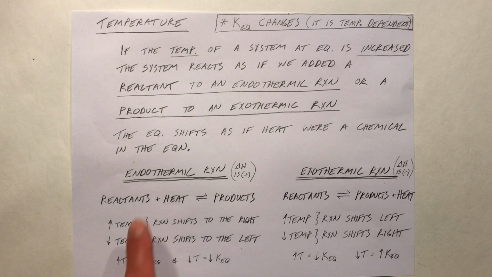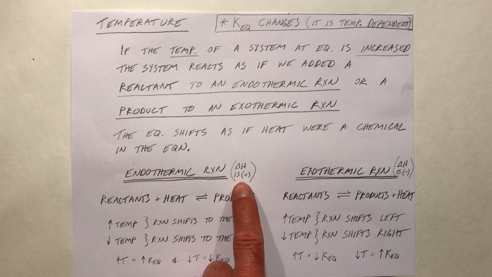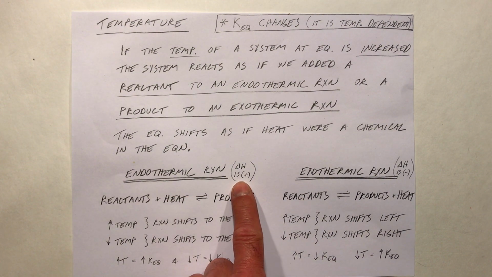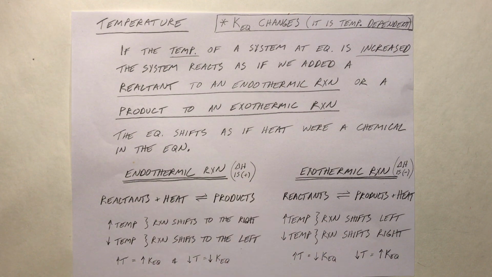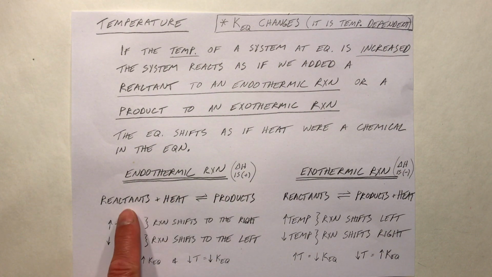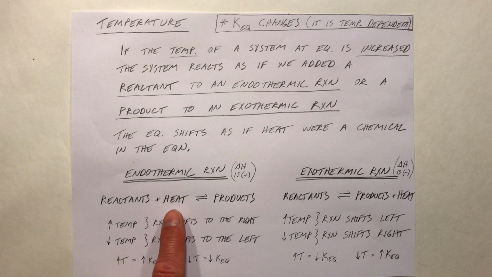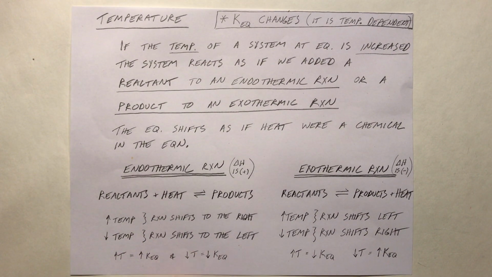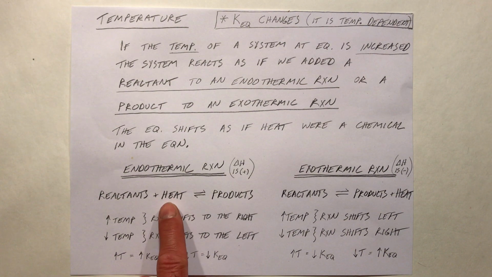So let's take a look at these. Here's an endothermic reaction. Remember that an endothermic reaction is when delta H is positive, it's greater than 0. So we would say that the heat is added to the reactant side. So the reactants plus heat are in equilibrium with the products. And you can treat heat, for the purposes of Le Chatelier's principle, as if it were a chemical. So increasing the temperature would mean adding heat. And if you add heat, the equilibrium would shift to the right, away from that addition.